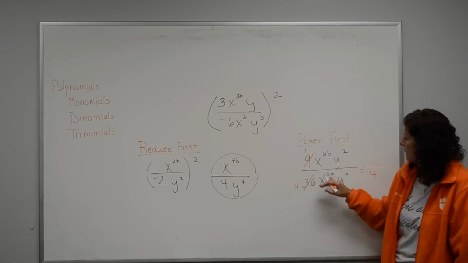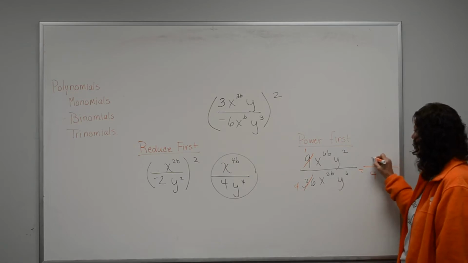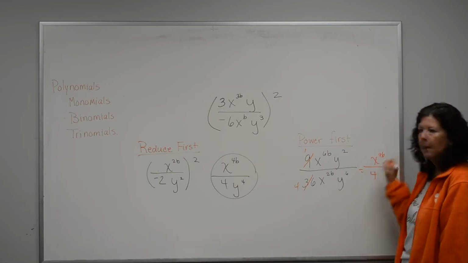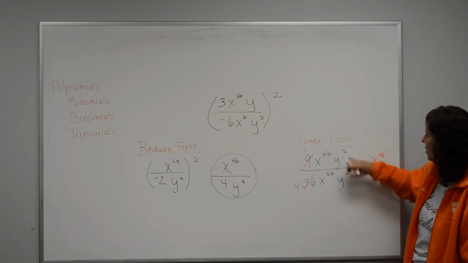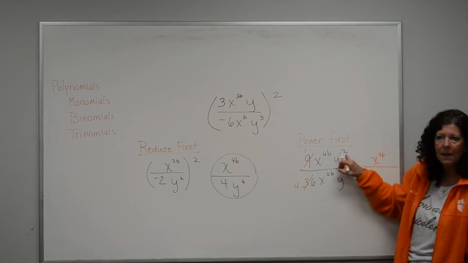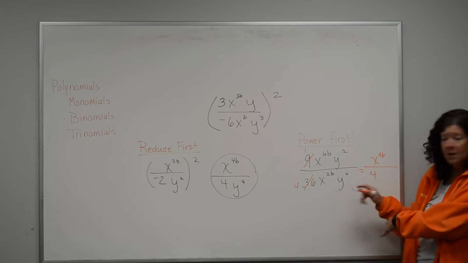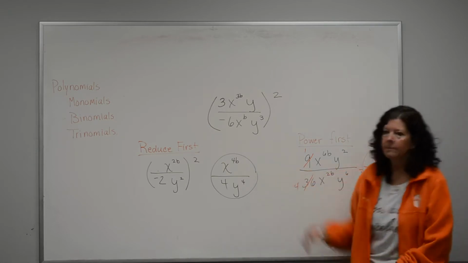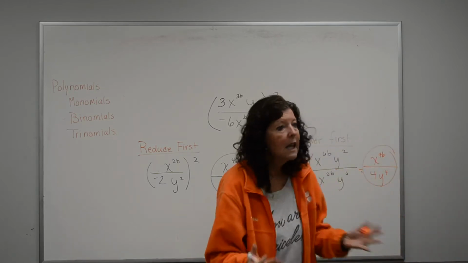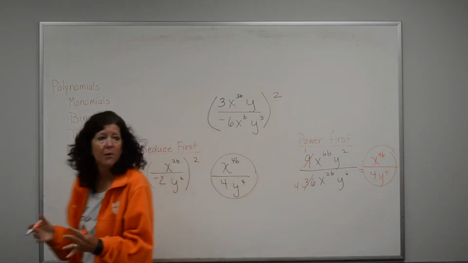I have 6b minus 2b, so I have x to the 4b power on the top. And then I have 6 on the bottom, and I have 2 on the top, so I subtract. 6 minus 2 is 4. The larger number's on the bottom, so I get that. Same answer. Okay? Just depends on which you would prefer.